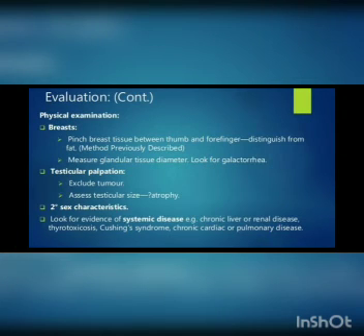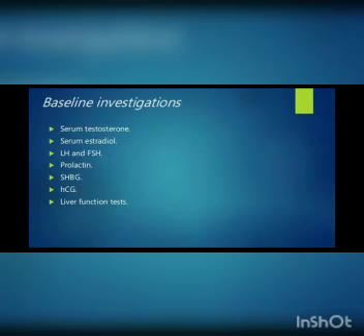Next one is physical examination. Physical examination, we know, means head-to-toe examination. So in this, there is an abnormality of the breast, so we will examine the breast. What will we see? Pinch breast tissue between thumb and forefinger, distinguish from fat. Measure glandular tissue diameter, look for galactorrhea. Then testicular palpation, and we will also look for secondary sex characteristics.